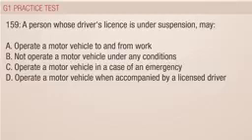Question 159. A person whose driver's license is under suspension may: A. Operate a motor vehicle to and from work. B. Not operate the motor vehicle under any conditions. C. Operate a motor vehicle in a case of an emergency. D. Operate the motor vehicle when accompanied by a licensed driver.